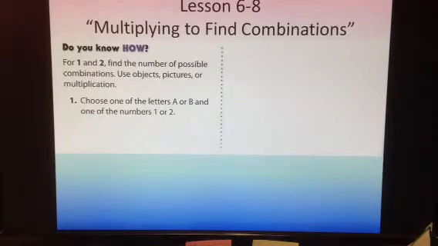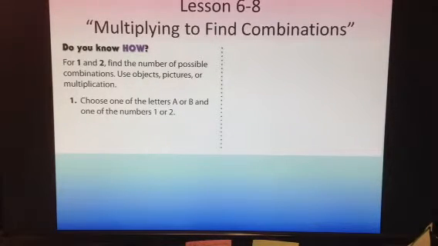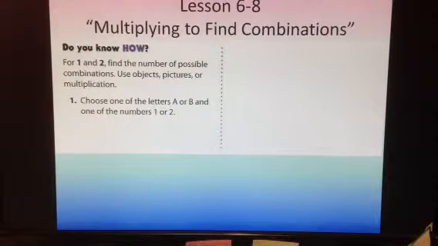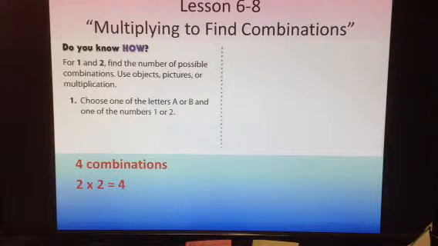Here's another one to practice. Choose one of the letters A or B and one of the numbers 1 or 2. How many possible combinations can you make with 2 letters and 2 numbers? Since there are 2 in the first list and 2 in the second list, this question is a 2 times 2 question. So the answer is 4 possible combinations.